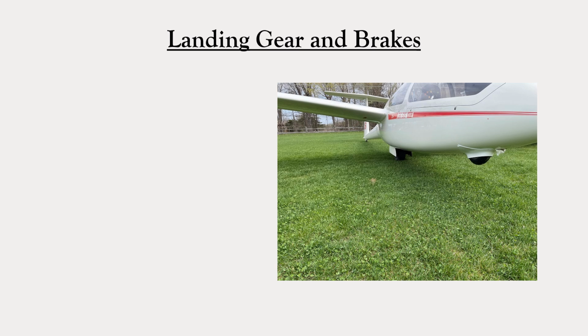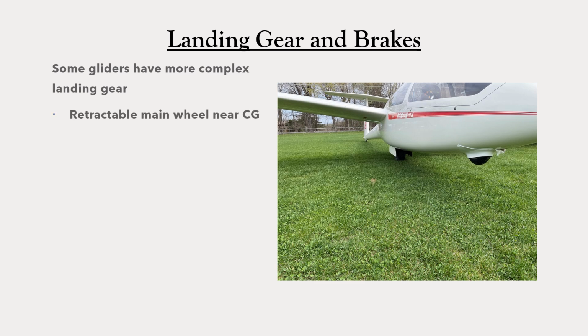This is a picture of the DG505 at Sandhill, which has more complicated landing gear. So it has a main wheel in the center, like the 233, but this wheel is retractable into the fuselage. So after takeoff, the pilot can pull the wheel up and then these doors close, and that makes for significantly less drag and better performance. It also is a thing that could potentially be forgotten when you're landing.